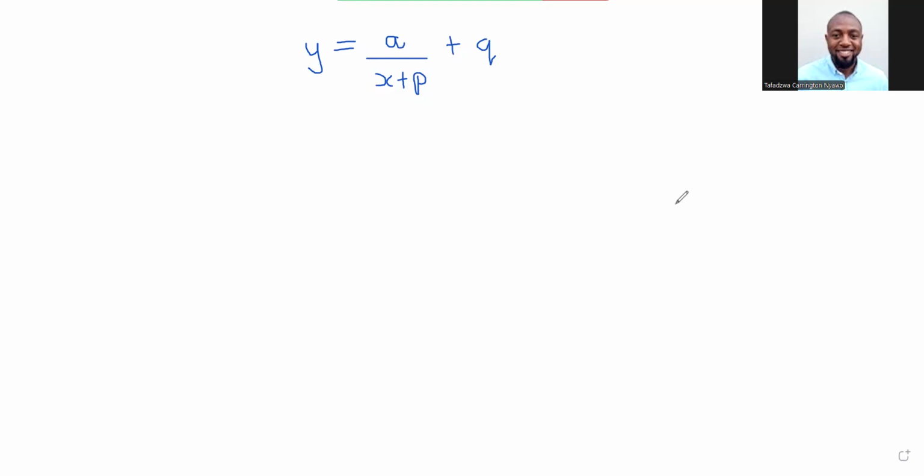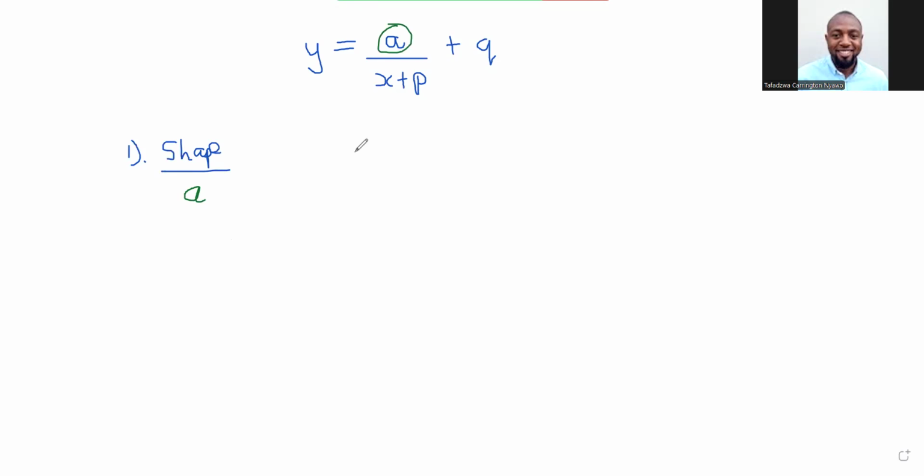All right, so the first thing that you need is the shape. You need to determine the shape. So how do we determine the shape? By looking at a. A gives us the shape.